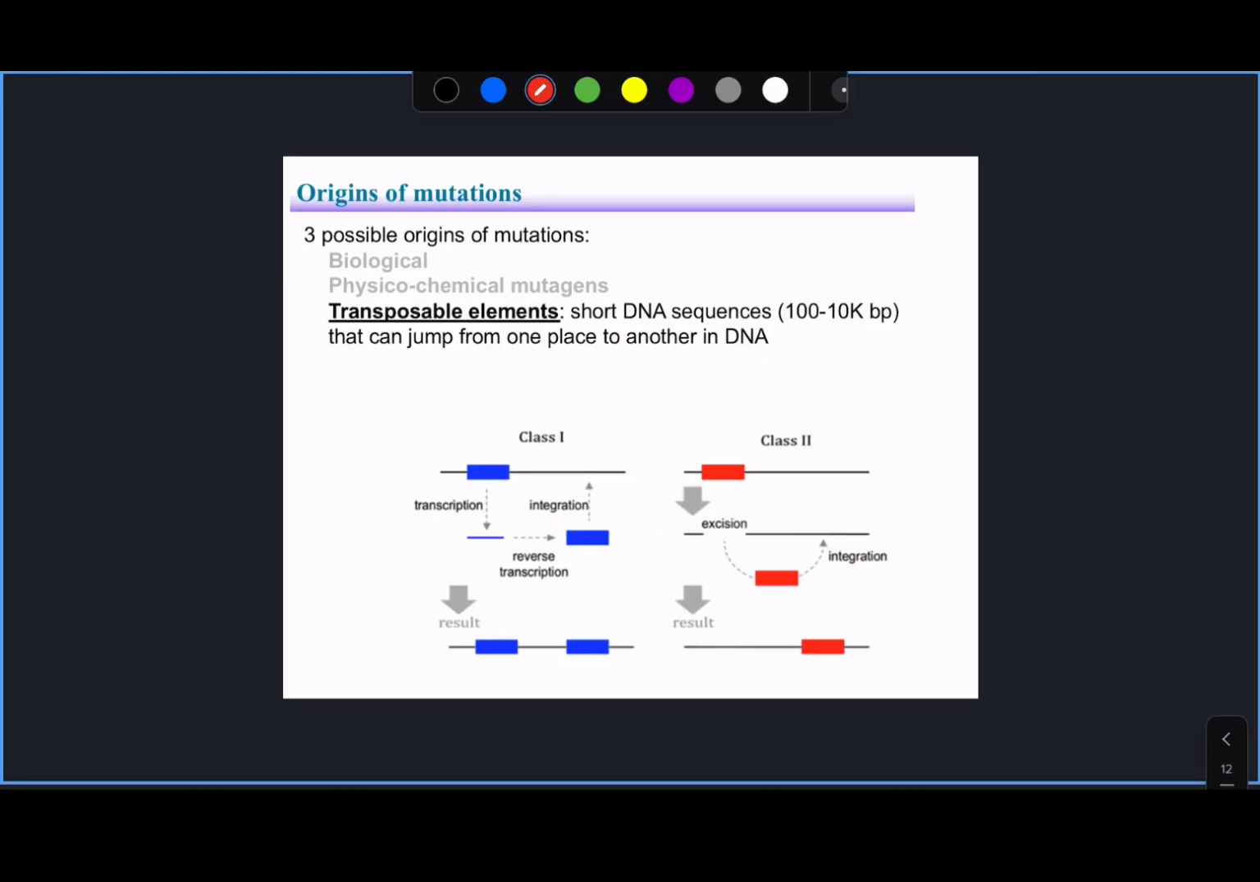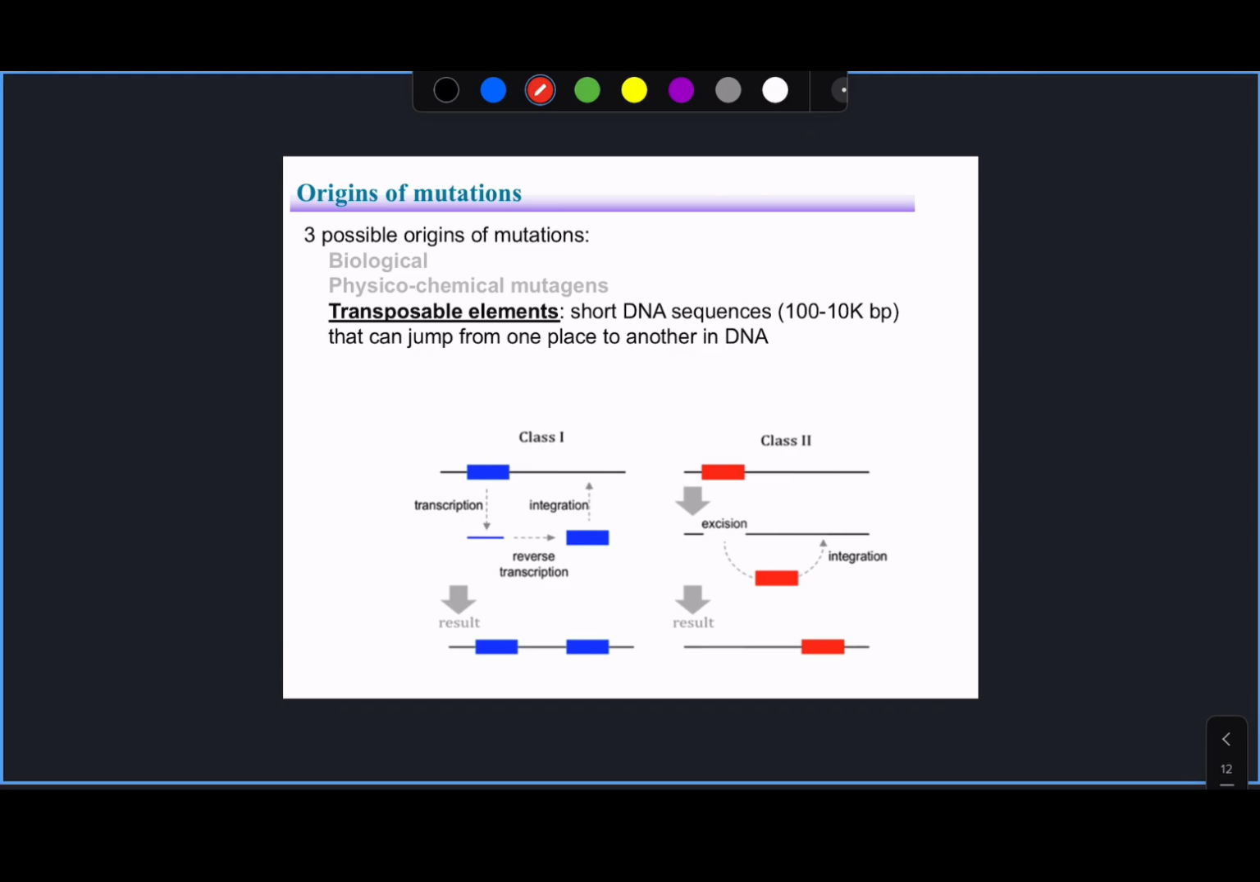All right. And then there's a third origin for mutation. This is a little trickier, and it's related to something that we call transposable elements. These are short DNA sequences that are somewhere between 100 and 10,000 base pairs. When I say 10,000, you're thinking, really? That's not short. But in the grand scheme of things, when you have a genome that is 3 billion base pairs, 10,000 is not that much, right? So these are short DNA sequences that can literally jump from one place to another in DNA.